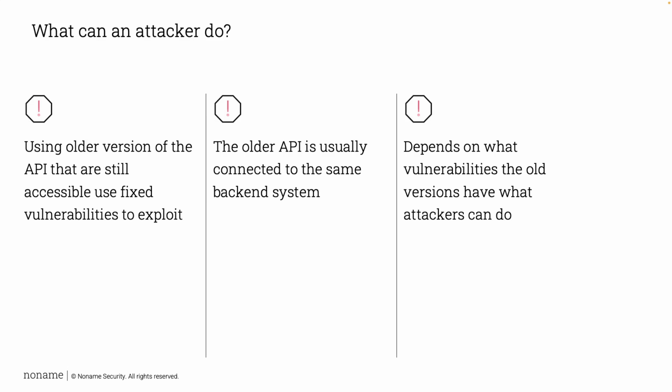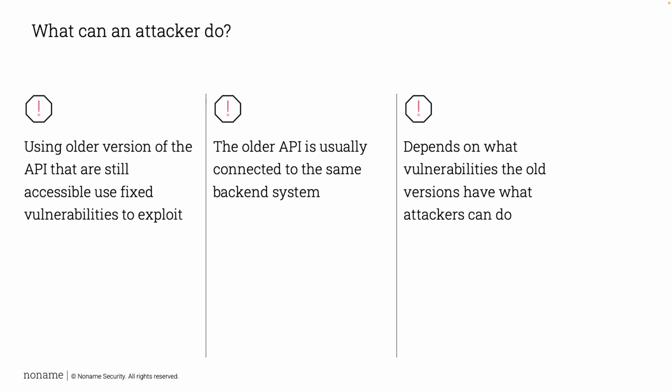Attackers use older versions of the API that are still accessible to essentially get a fixed vulnerability to exploit. The older API is usually connected to the same backend system, and depending on what vulnerabilities that old version has, it depends on what attackers can do. Maybe it's to perform a full attack, maybe it's just a single stage of an attack. But that older API is still connected up to the same components.